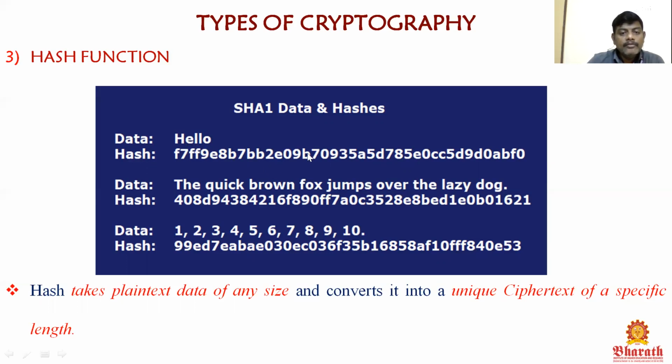For hello, we can get the same size unique ciphertext. For the phrase, we can get the same size unique ciphertext. For a numerical value, we can get the same sized unique ciphertext. This is the beauty of a hash function. Whatever size of data we give to a hash algorithm, we get a same sized unique ciphertext value.